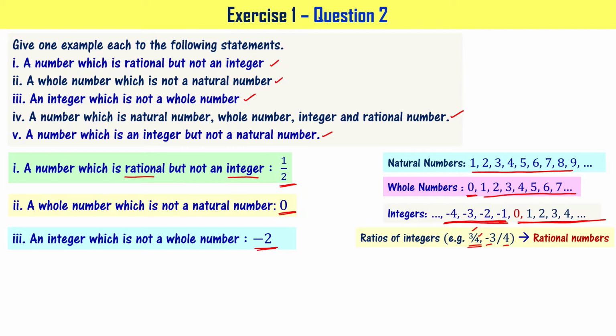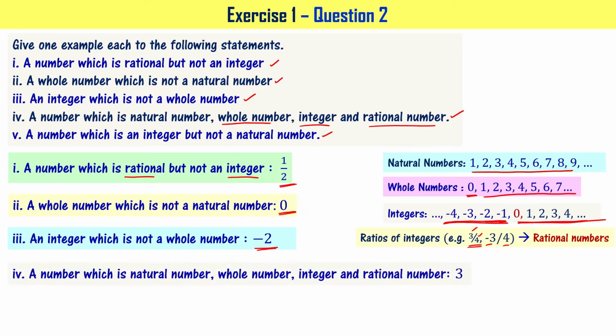Doesn't matter. The fourth question, a number which is a natural number, a whole number, an integer and a rational number. It means if you take one number, it has to be part of every set given here. Natural numbers, whole numbers, integers and rational numbers. Let me write it as number 3.